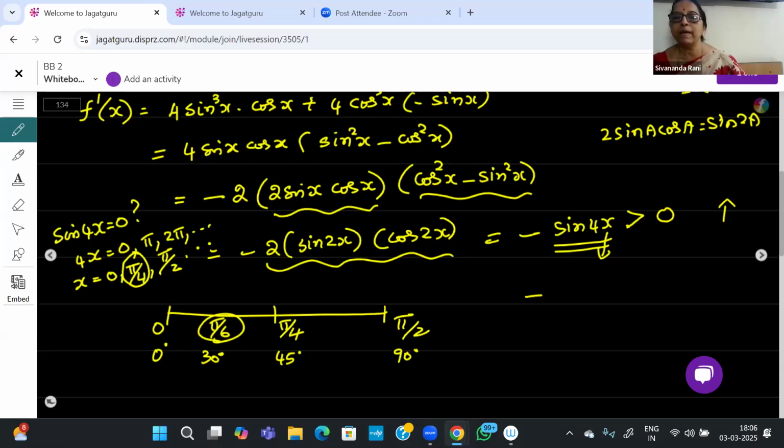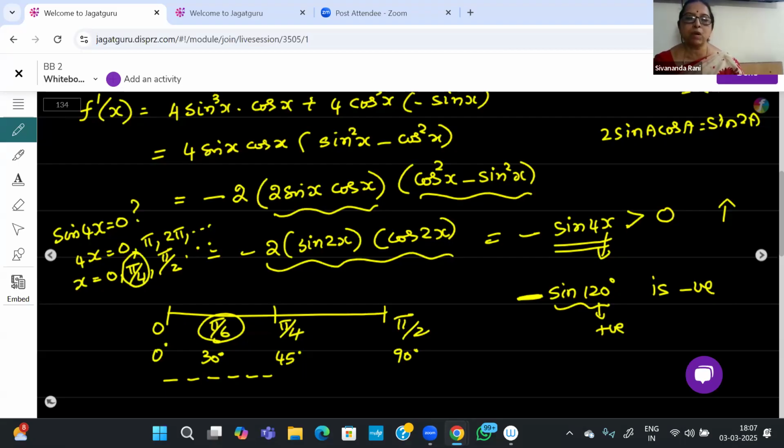What will this be? This will be minus sine of 4 times 30, that is 120 degrees. But all of you know, in the second quadrant, sine is positive. Right? So minus sine 120 will be negative only. Understood? Sine of 120 is positive, so minus sine of 120 is negative, right? That means your first derivative itself is negative here. Are you convinced or not?